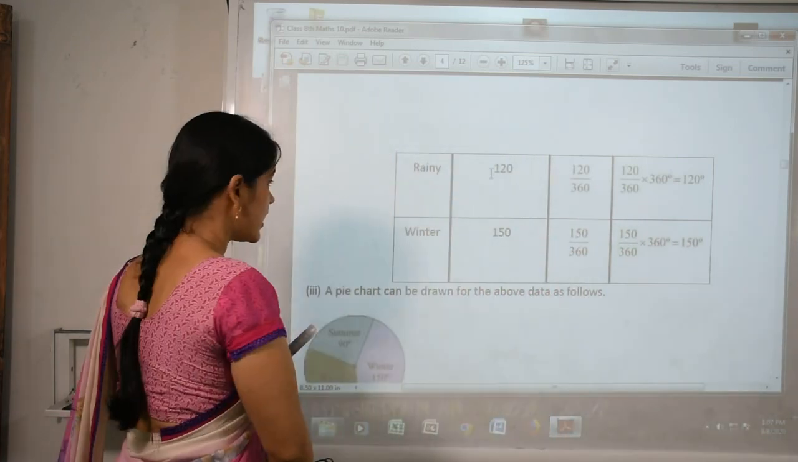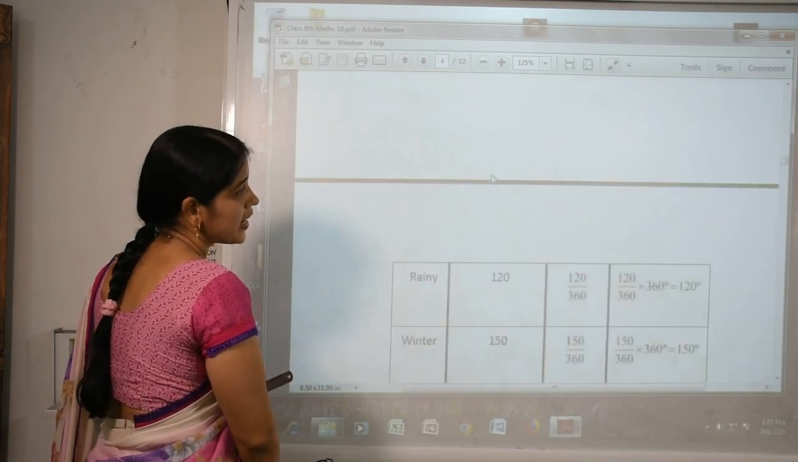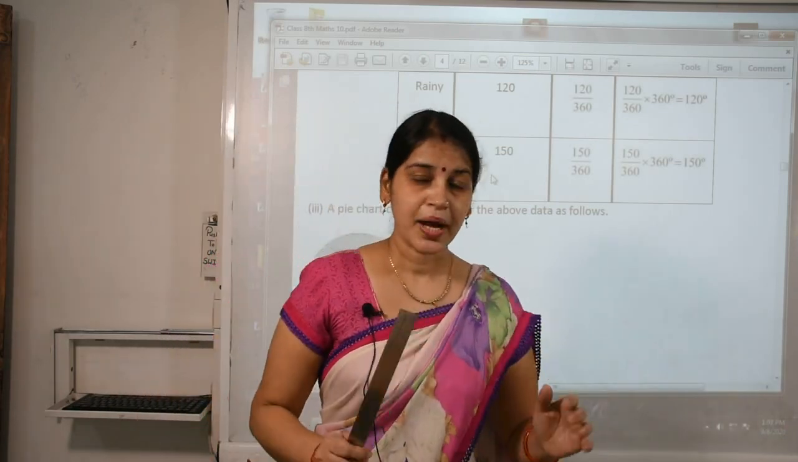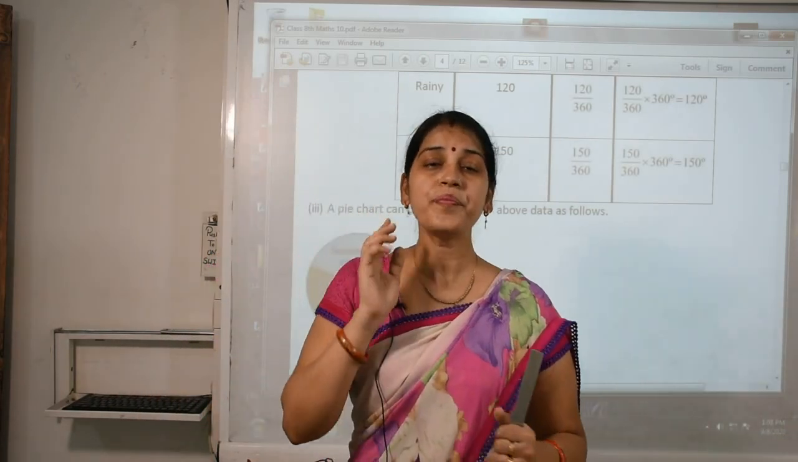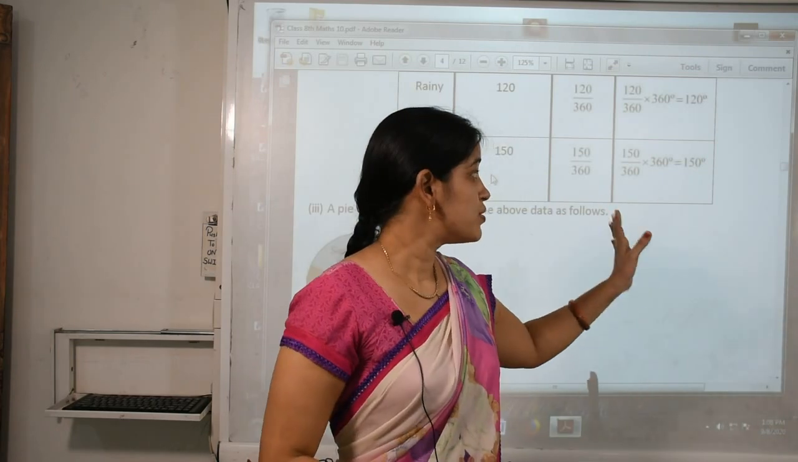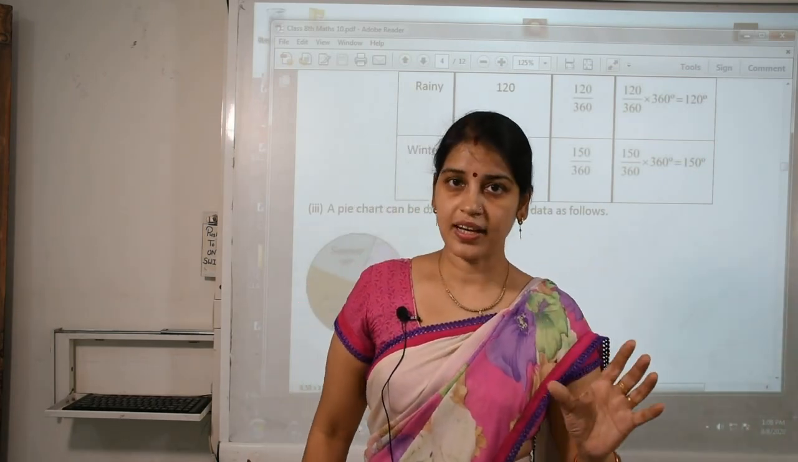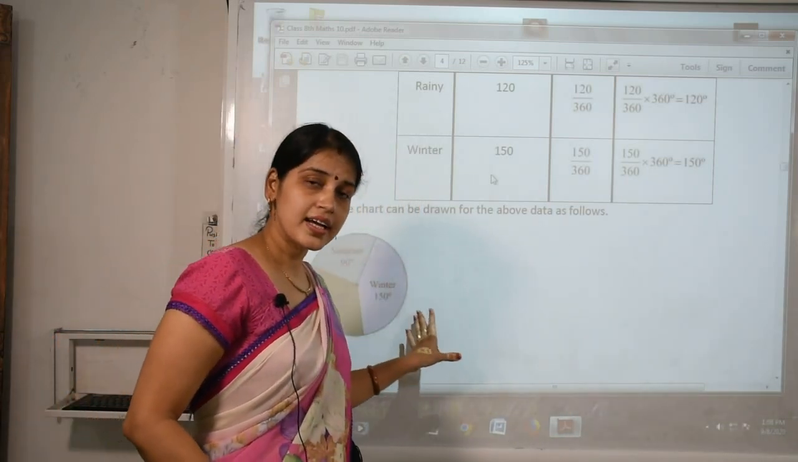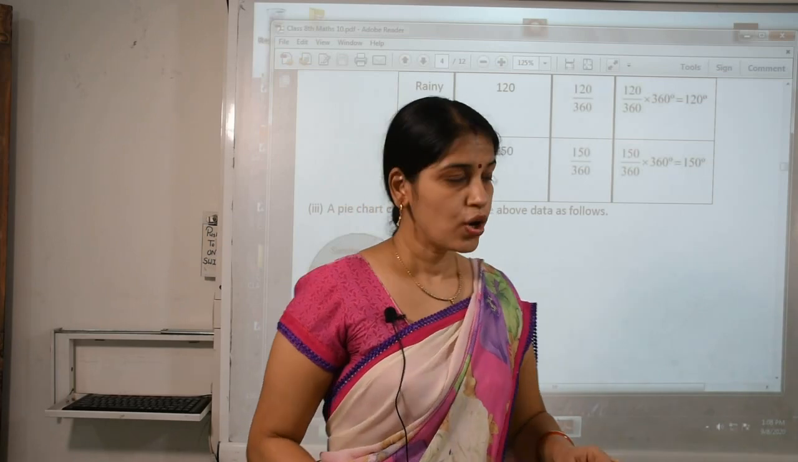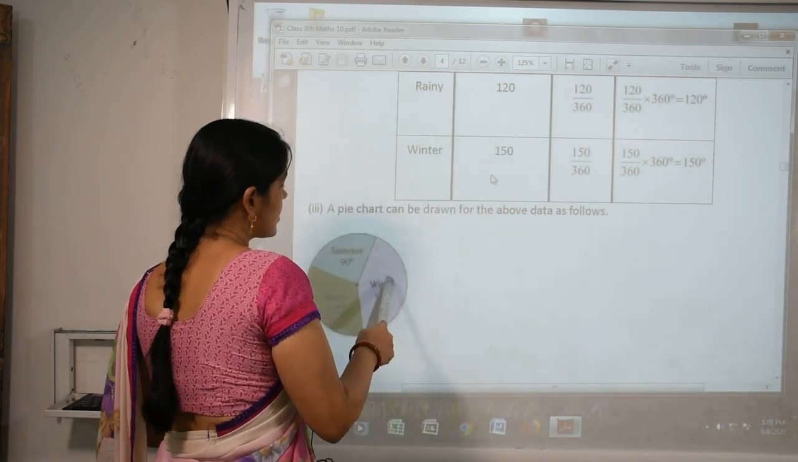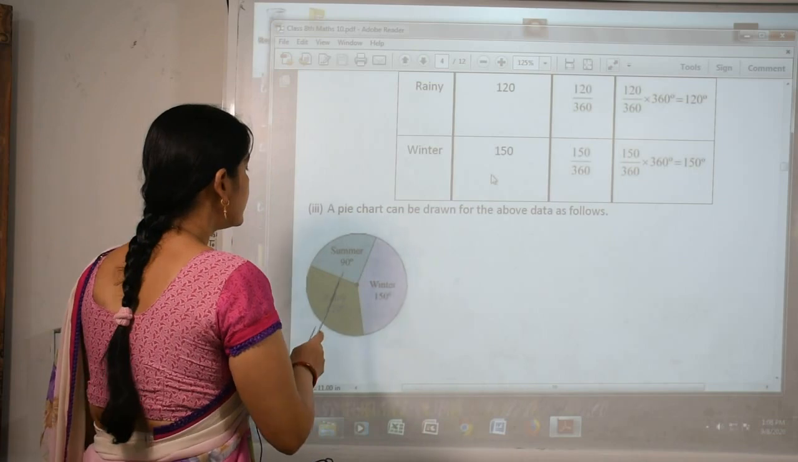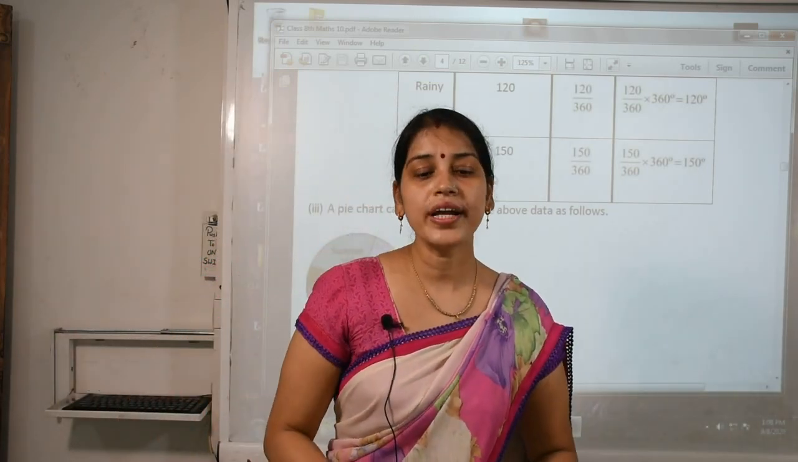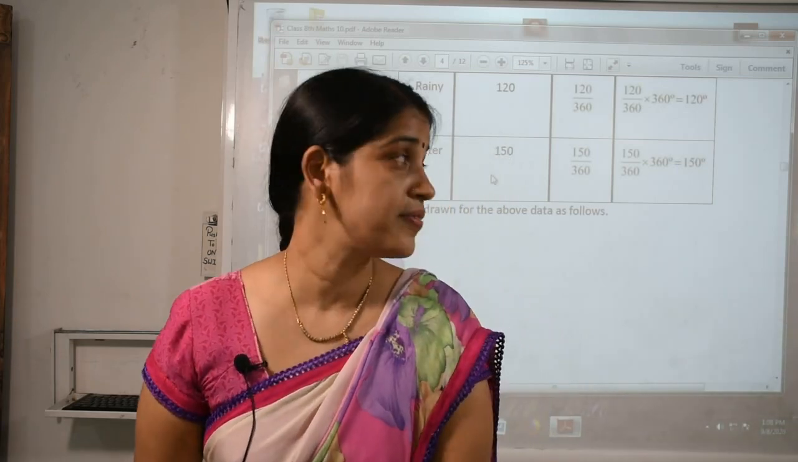Now we get these three angles: first one 90 degrees, second one 120 degrees and third one 150 degrees. Now I have told you how to draw a pie chart by using a circle and a pencil. So first we have to draw a circle with the help of a pencil and compass. Then take its center and draw its radius. The radius you can draw anywhere.